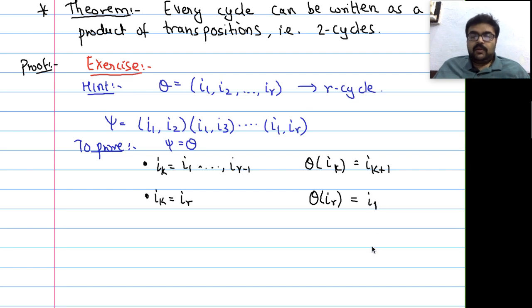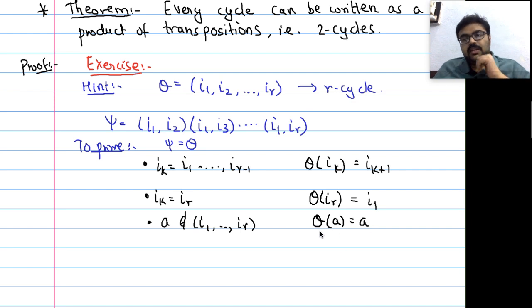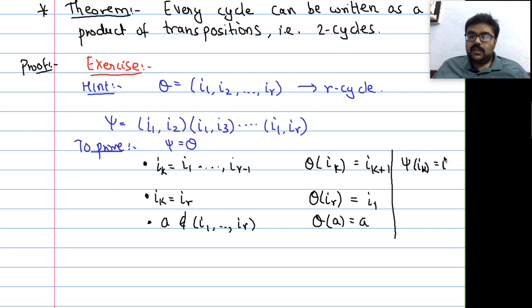IR goes to I1. And finally, take A. A is not any of these. I1 goes to IR. A is in the set S, but it is not in any of them. The theta of A is A. If it is not appearing, it is identity. Now what you have to prove is that this is the same as psi of IK, which in this case is IK plus 1. So this much you have to prove.